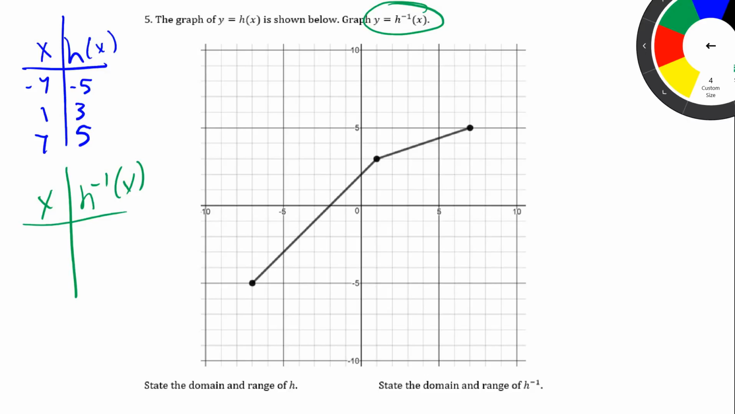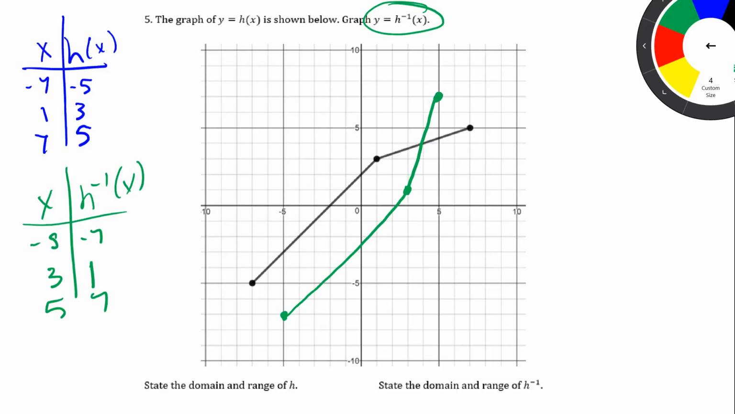So if I take the point negative 7, negative 5, and make it negative 5, negative 7. So go negative 5, negative 7 is going to be down here. The point 1, 3 and make it 3, 1. 3, 1. I know those 2 points connect. And the point 7, 5 becomes 5, 7. So if I go 5, 7, I know those 2 points connect. So we see we have our inverse.